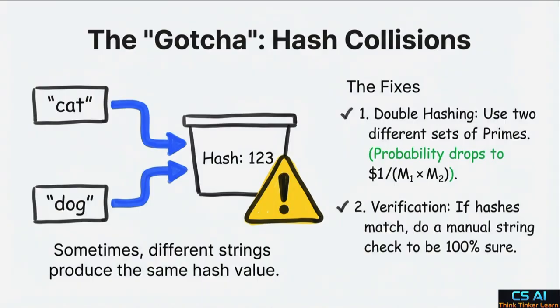Second, verification. If the hashes match, do a quick manual string check to be 100% sure. Since collisions are rare, this manual check almost never happens, so our average time stays super fast. Being aware of collisions is what makes our solution production ready.